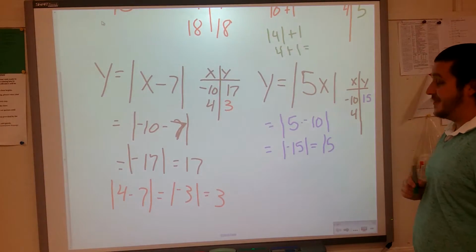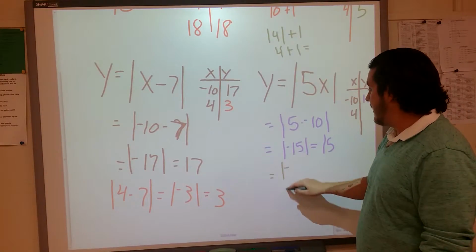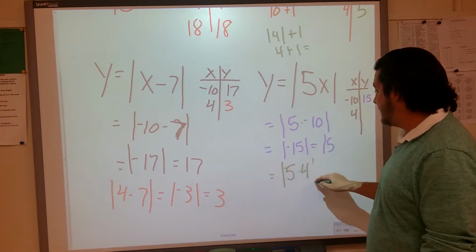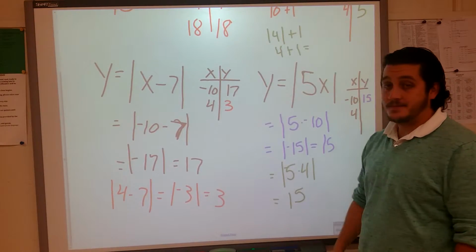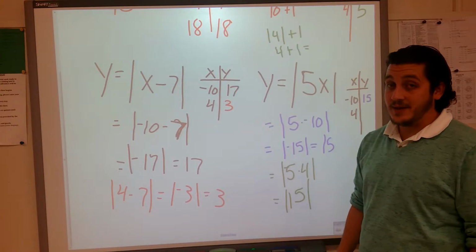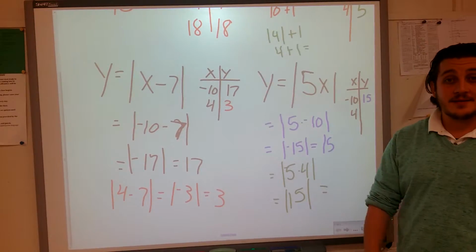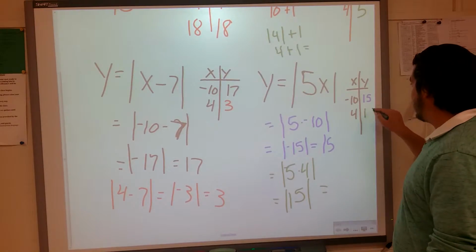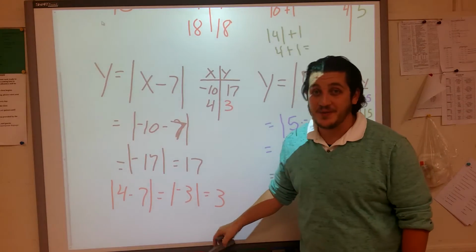Alright, so 4. The absolute value of 5 times 4. What's 5 times 4? It's 15. Can't forget our absolute value. We didn't lose it because we didn't do the absolute value to it yet. What's the absolute value of 15? It's 15. 5 times 4 being 15, don't listen to Hillary.